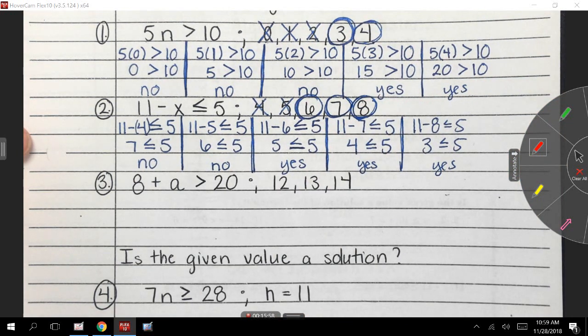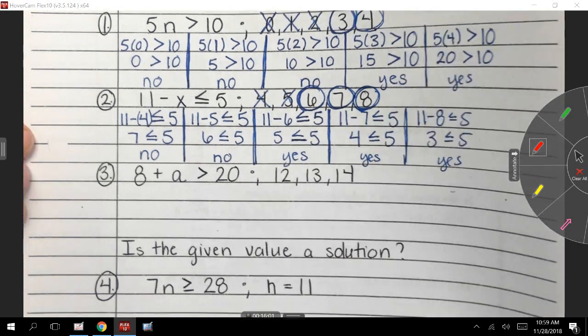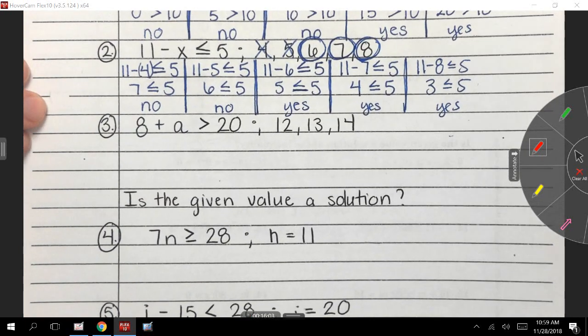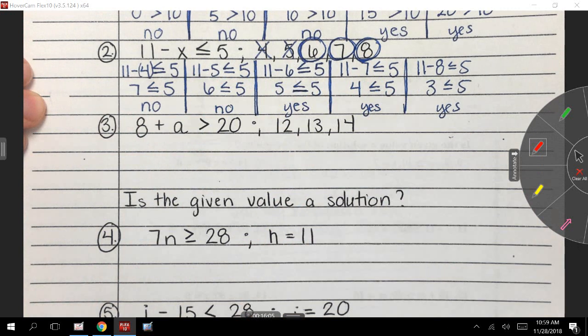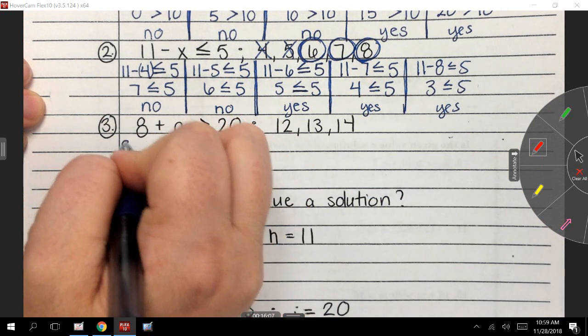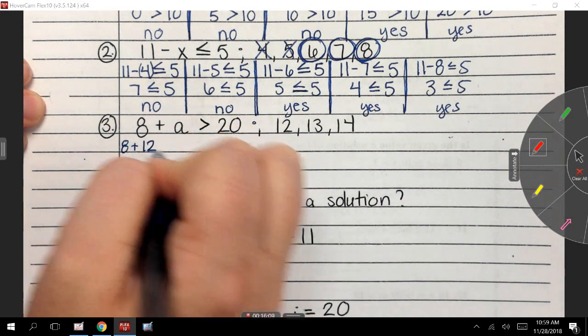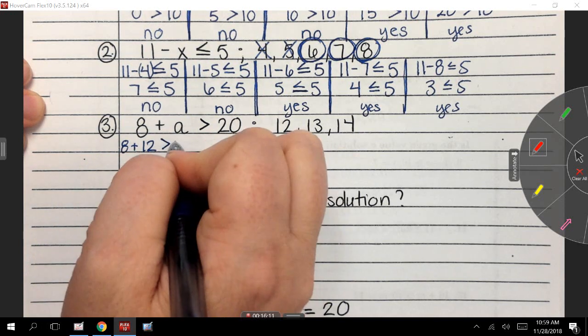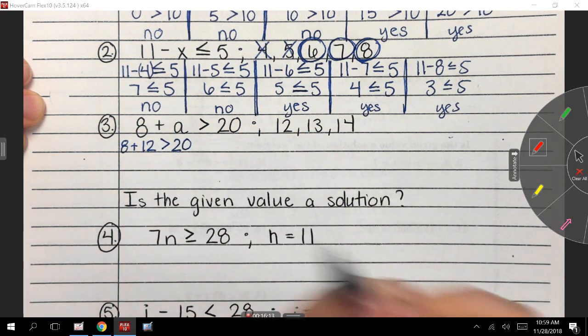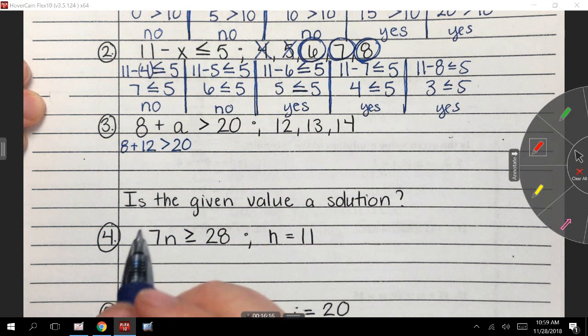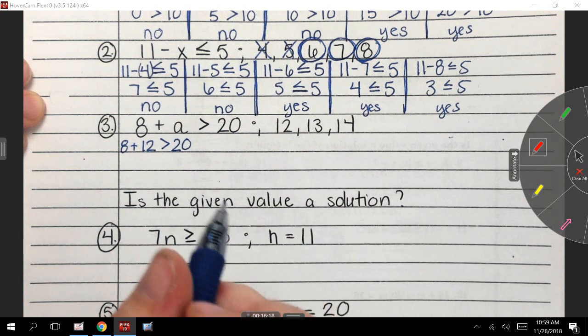Questions? No. All right. Gabby, can you set number 3 up for me? 8 plus 5. And then the symbol and 20. All right, so now we've got to add that together, 8 and 12. What's that going to give me?